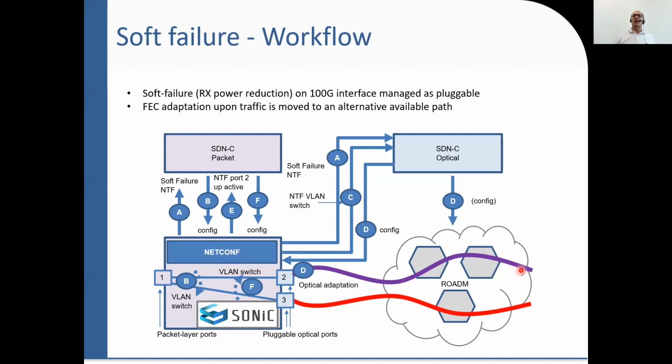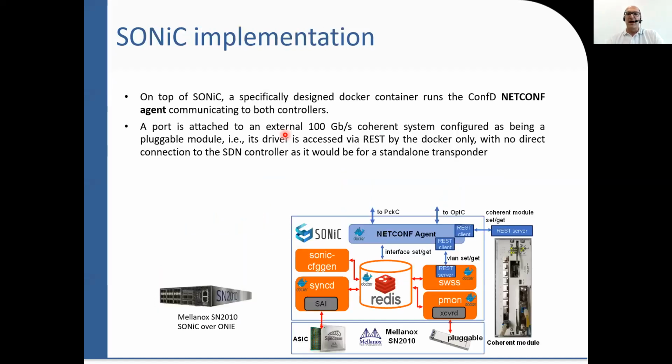So as you can see, the workflow is quite complex and assumes that, for example, there is another light path. All this type of coordination requires a set of finite state machines and control, which is not so trivial. So the coordination between the two layers we have implemented in SONiC using a NETCONF agent. At the moment, we don't have a packet optical box here in our lab. So we are using an external module that, however, is controlled as being a pluggable, so not configured by the SDN controller, but configured by the agent that is in charge of the packet optical box.